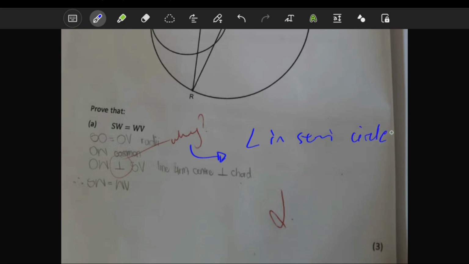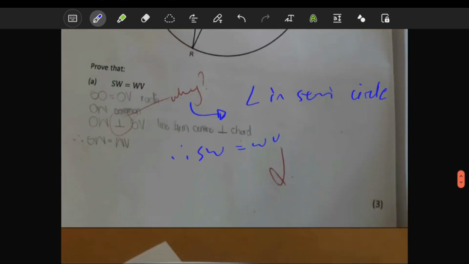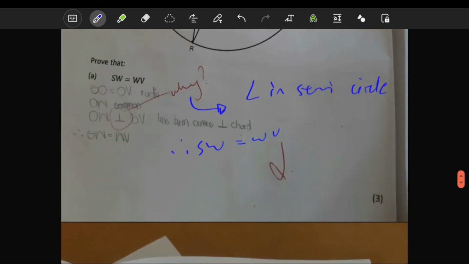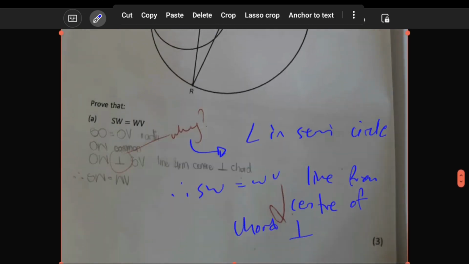So here you have to say angle in semicircle. And then here you can say therefore SW is equal to SV because line from center of chord. Okay, line from center. Here at least they should have given like at least 1 mark, line from center of chord. Then just end it there. Just line of center of chord is enough.